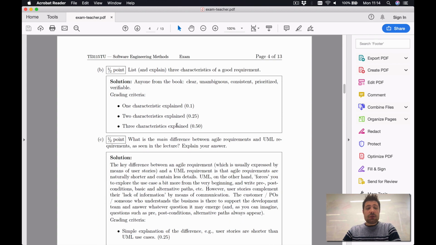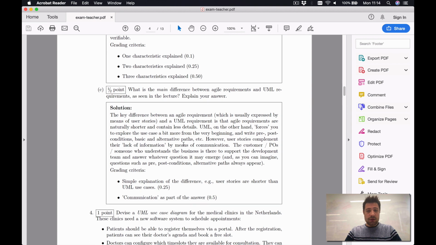Then, characteristics of a good requirement: I observed lots of different answers. I was very surprised to see that although I focused a lot on UML in the exam, I also saw ideas of good requirements from the agile user stories part of my lecture. So I have nothing to say in here.